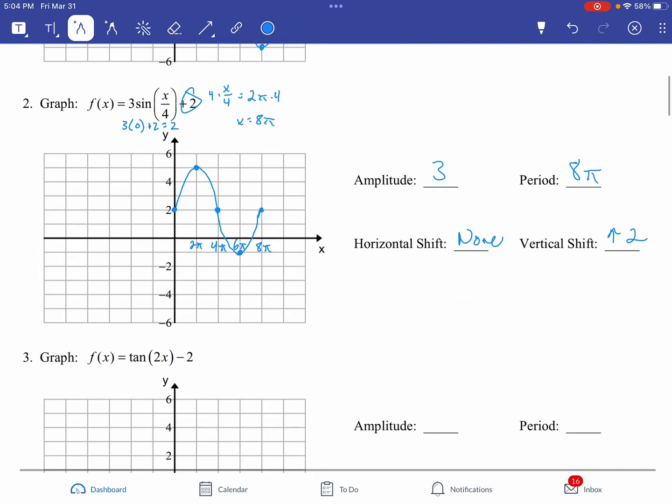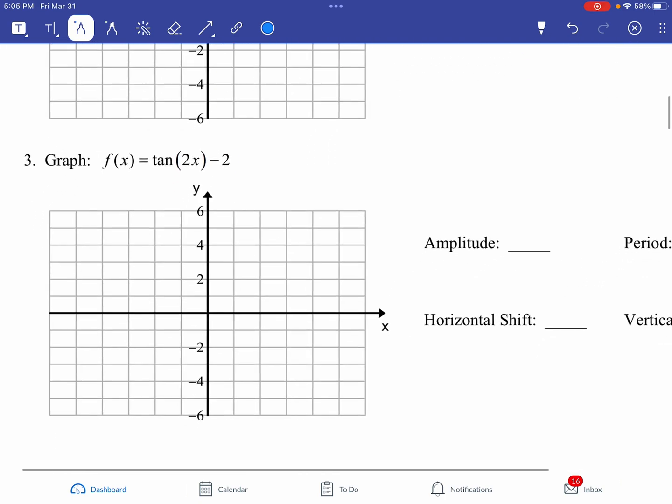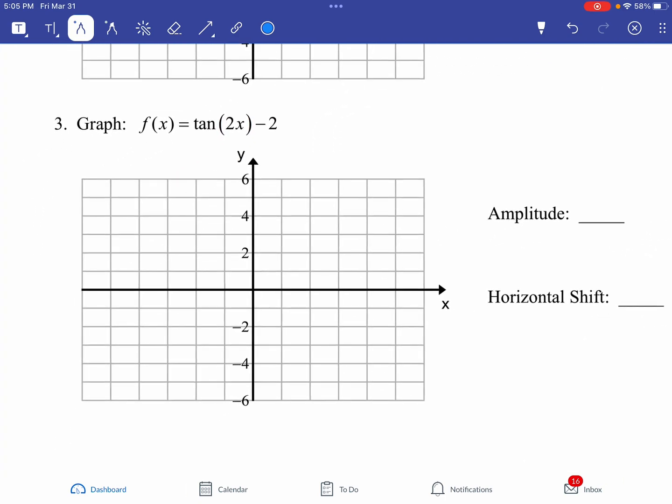All right. Next, tangent. So this time I'm still following the same 4 steps as before. My period is going to be changing because I'm multiplying the x by 2. So I have 2x equals, this time it's just pi because tangent has a period of pi. Divide both sides by 2, and x will equal pi over 2.